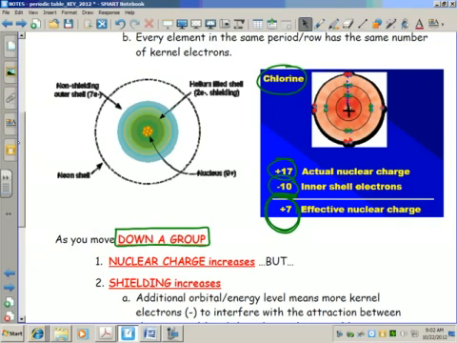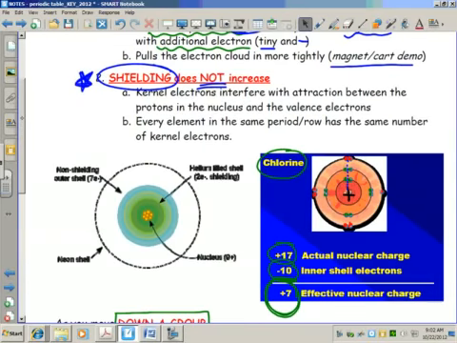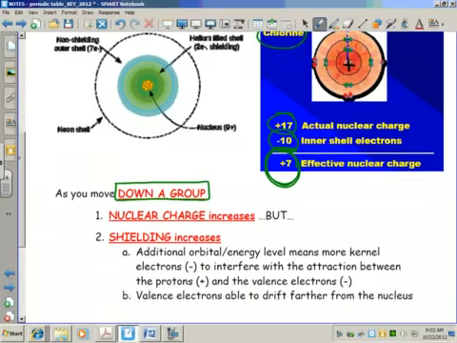So what happens is, as you move across a period, this doesn't change. When you move across a period, by definition, a period has the same number of energy levels. That means the number of kernel electrons isn't changing. The number of valence electrons is. So as you move across a period, it's important to understand shielding does not increase.